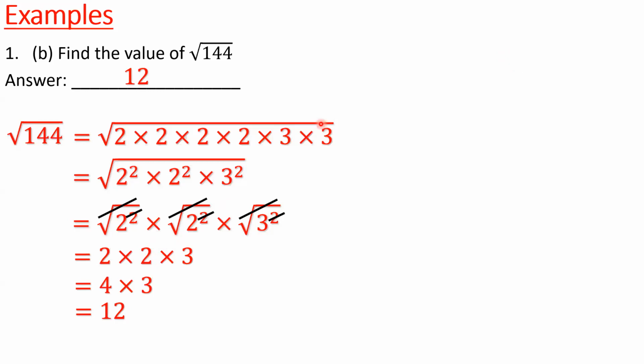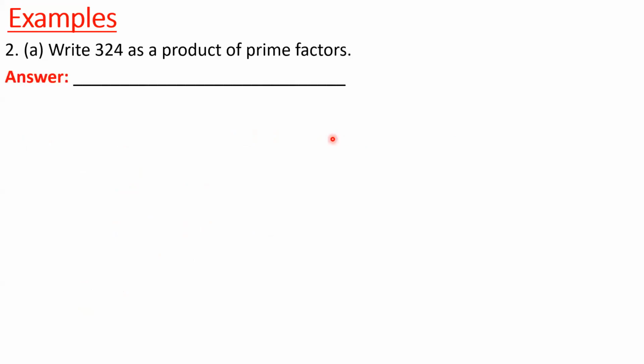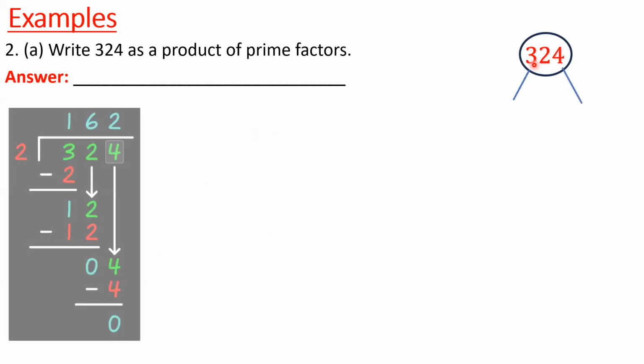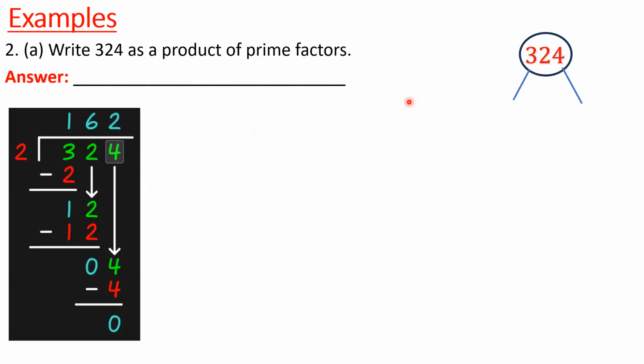Okay, let's do another example. So this example is with this number, 324. We're gonna write 324 as a product of its prime factors. Pretty huge number, right? We can divide it by 2, right? When we divide it, we get 162. So what is 2 times 162? 324.